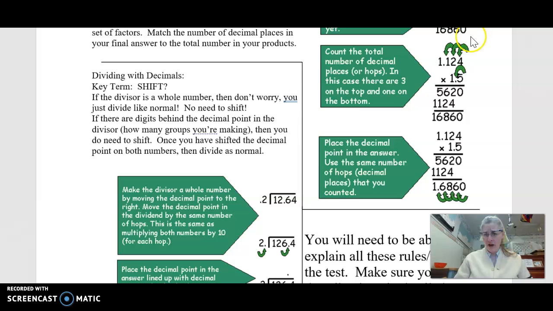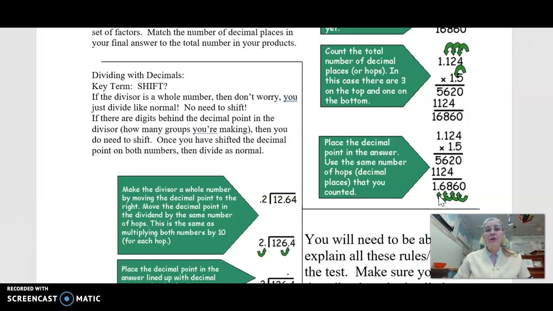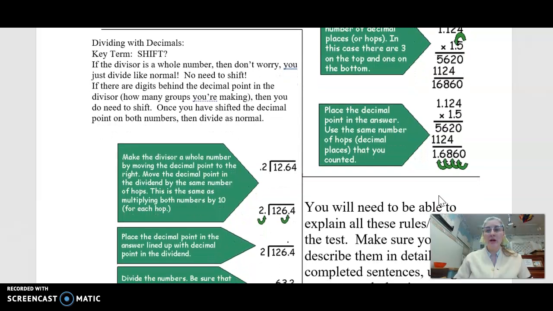If I have 4 altogether, then in my answer, I am also going to move it over 4 place values. So again, key term: match. However many place values you have behind the decimal in your original set of factors, make it match your final answer. Now, the part that we will talk about last is the dividing part.